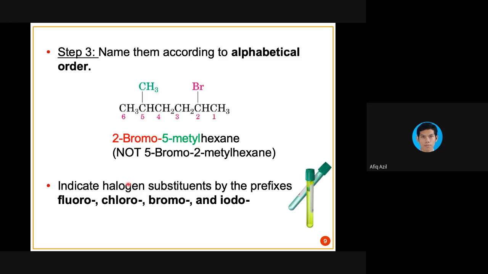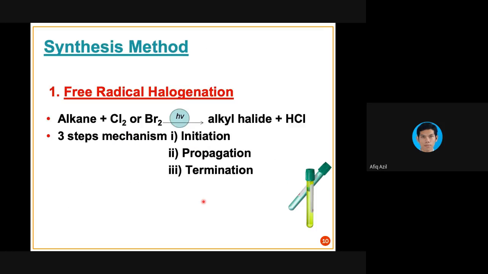Okay, so all of the halogen substituents will be prefixes with the fluoro, chloro, bromo, and iodo. Okay, not fluorine, chlorine, bromine, and iodine. Okay, it ends with O. Fluoro, chloro, bromo, and iodo.